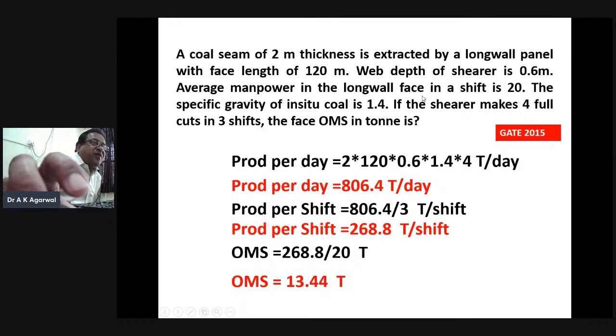And in one day, how many workers are working? There are 3 shifts in total. In each shift, 20 persons are working. So in one day, how many persons are working? 60. So straightaway you can do 806.4 divided by 60. You will get OMS. Again, you will get the same answer, 13.44 tons.